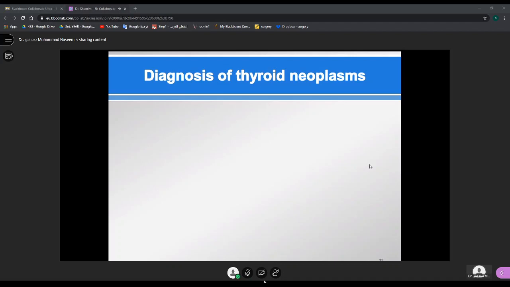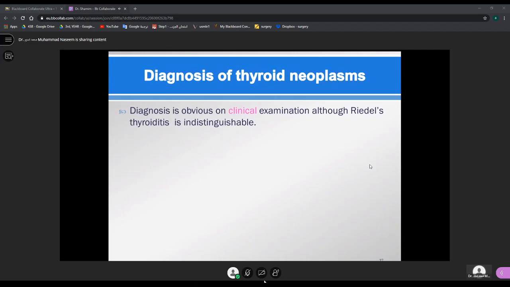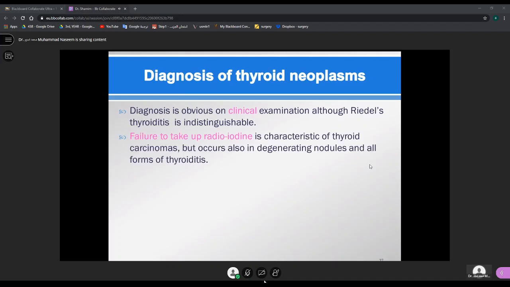How do we diagnose? We have the same tools of investigation as for any disease of the thyroid. In cases of malignancy, diagnosis is usually obvious on clinical examination, as the tumor is felt hard, it cannot be mobilized, and the surface is irregular. But remember, Riedel's thyroiditis also feels hard because of increased sclerosis. Failure to take up radioiodine is characteristic of all thyroid carcinoma, that is a cold nodule, but it also occurs in a degenerating nodule as well as in thyroiditis.